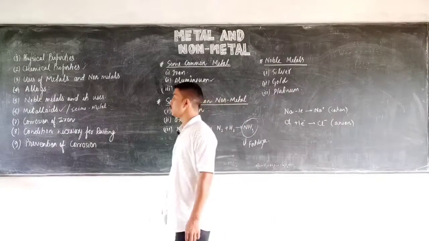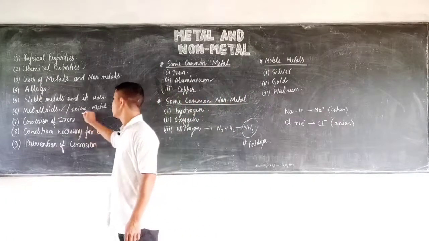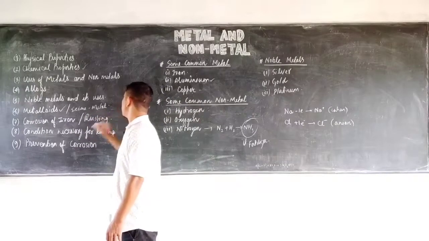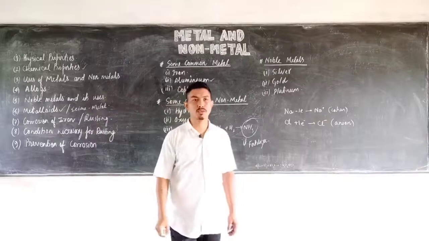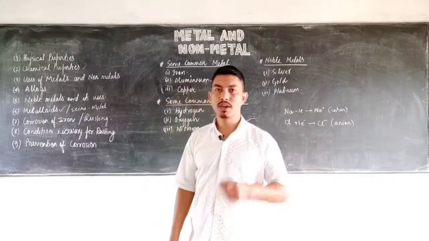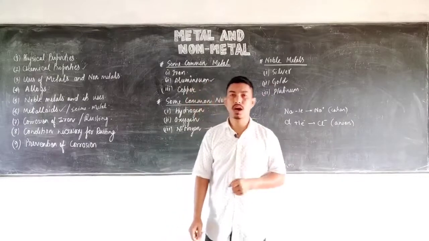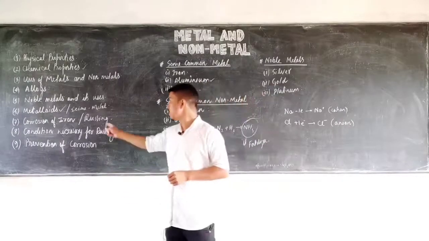Now coming to the seventh topic, that is the corrosion of iron, which is also known as rusting. Now you must have seen, whenever iron is left exposed for a longer period of time, a brown colored dust-like thing is formed on the outer coating. So that is known as rusting.